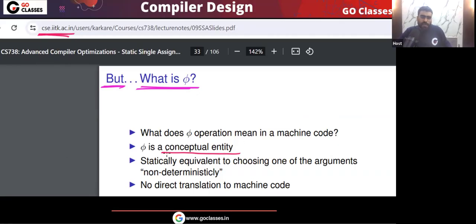Is this clear? Read this word. This is just a conceptual entity, nothing else. We are never going to convert it into machine code. Is this clear? Okay, we will never convert it into machine code. This is just a conceptual entity. Okay, I hope you understood.